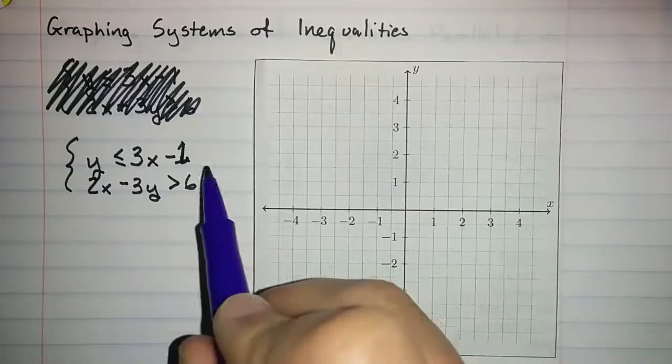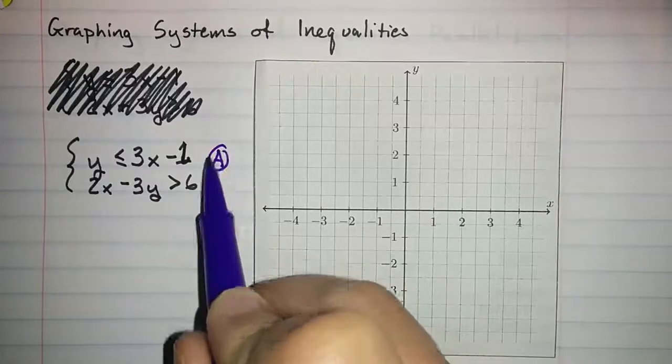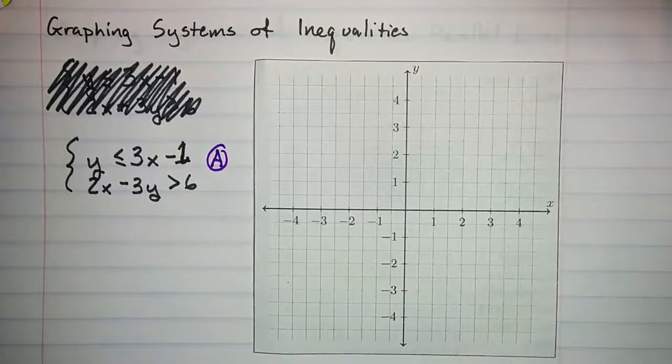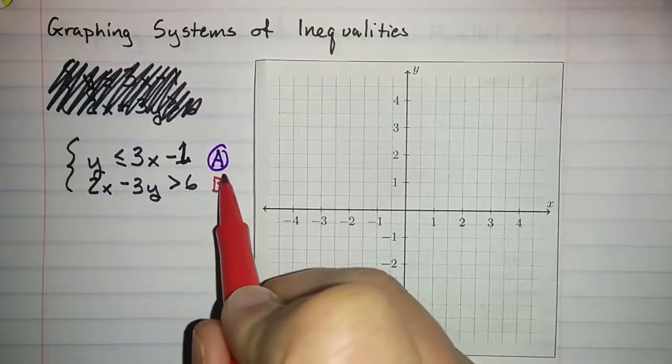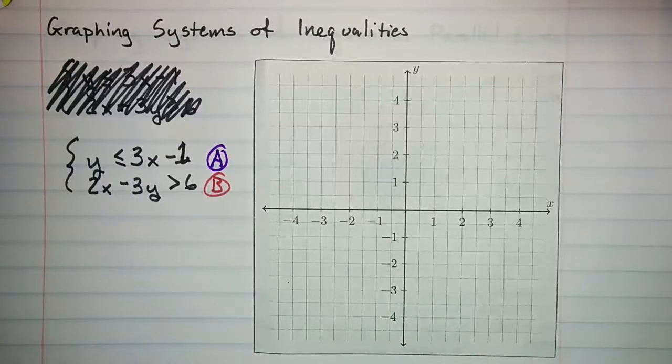Again, I'm going to label these A and B, so we can keep track of what we're doing. Just like the linear equations, we'll graph each one separately first. Let's quickly remember what we do when we're graphing a linear inequality.